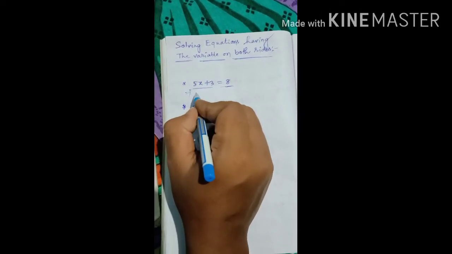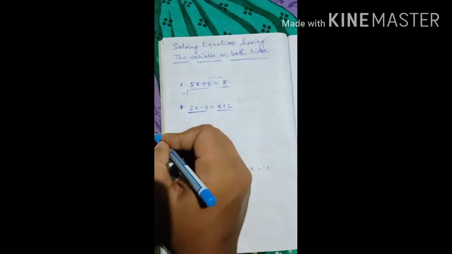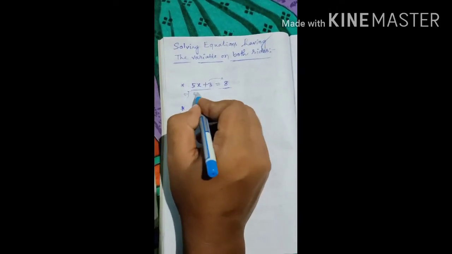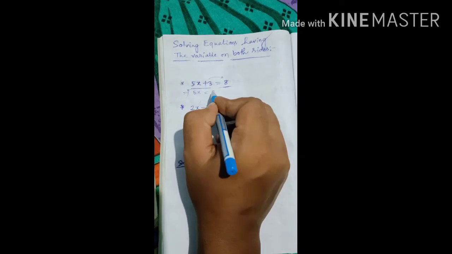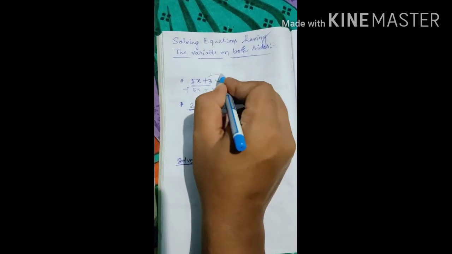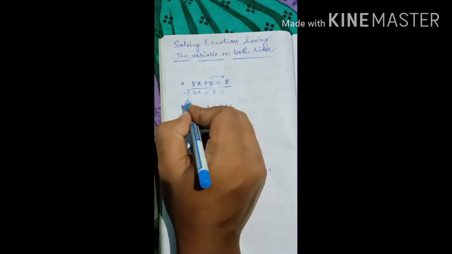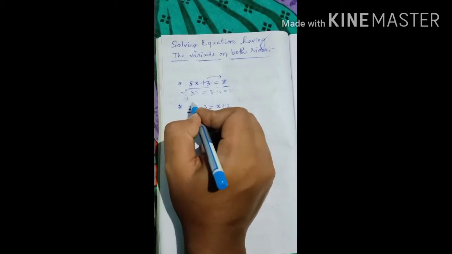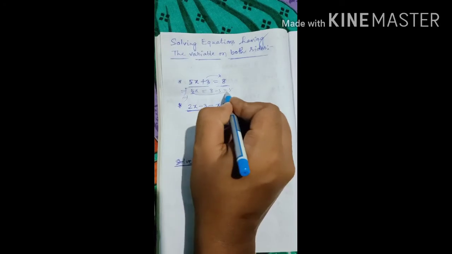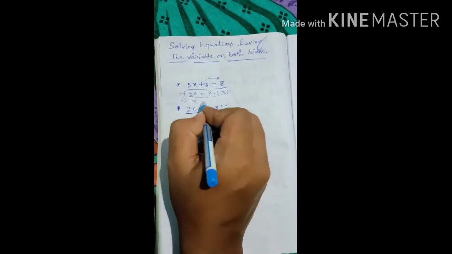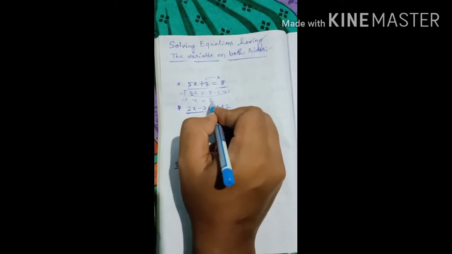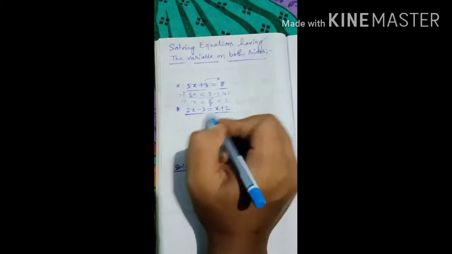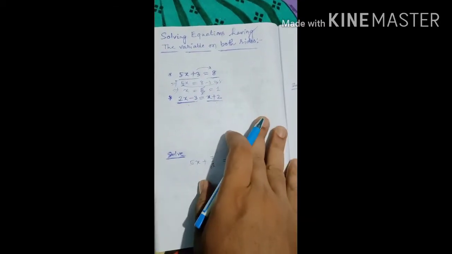At first we will transpose the number to the right hand side, so that it will be 5x is equal to 8 minus 3, plus 3 becomes minus 3, 8 minus 3 is 5. Again 5 is multiplied with x, so if we transpose it to the right hand side then it will divide. x is equal to 5 by 5. If we cancel the 5 we will get 1. So here the value of x is equal to 1.